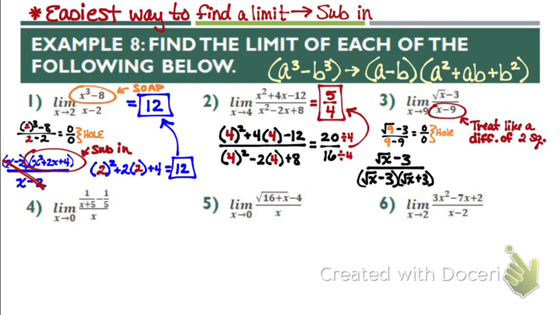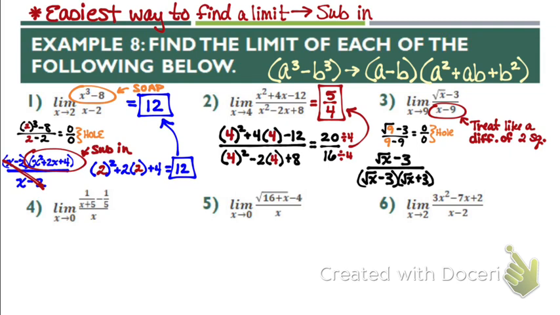If I use the distributive property here, would I get my original denominator back? Square root of x times the square root of x would give me x. Square root of x times 3, negative 3 times square root of x, that middle term is going to cancel out because of the positive and negative. Negative 3 times positive 3 gives me negative 9. We won't need to because we're going to substitute in.